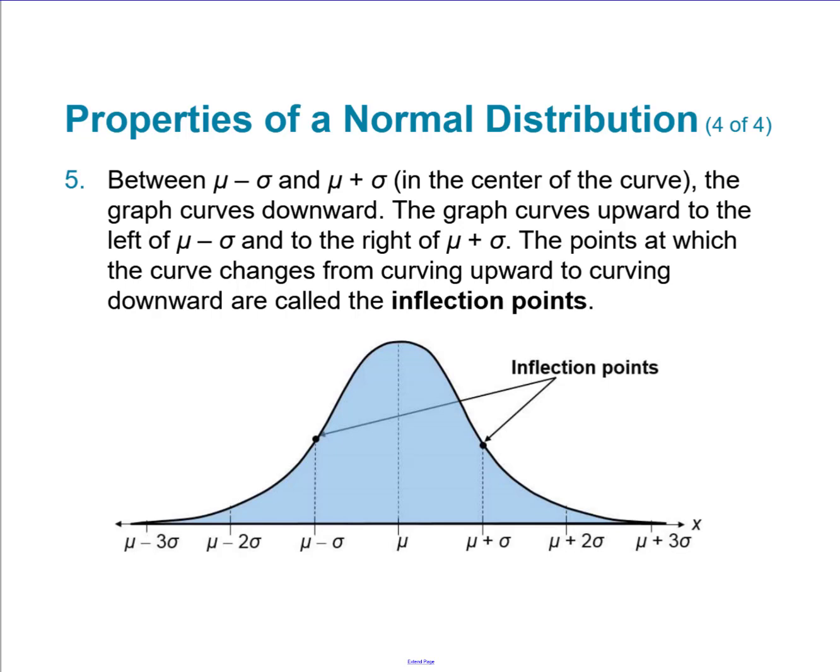Between plus or minus 1 standard deviation away from the mean, so mu minus sigma and mu plus sigma. This is just another way of saying plus or minus 1 standard deviation from the mean.